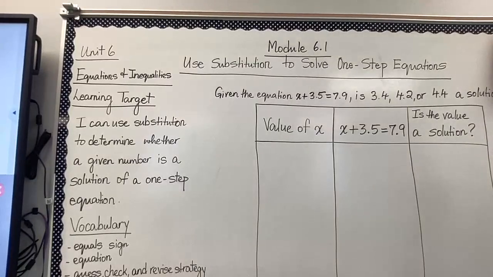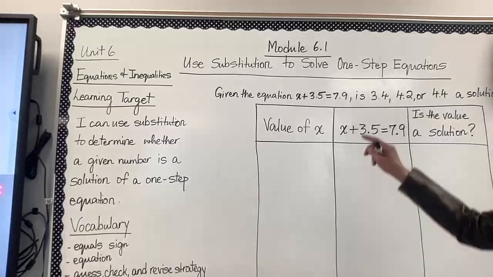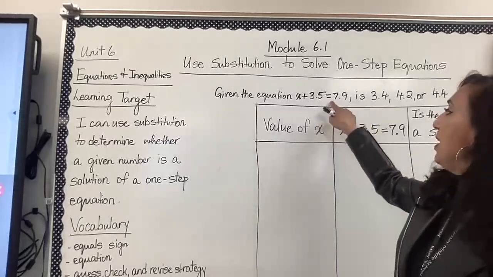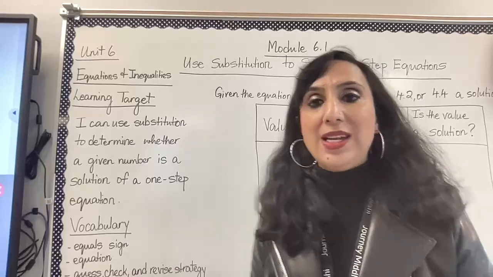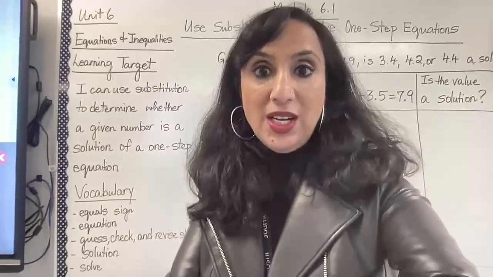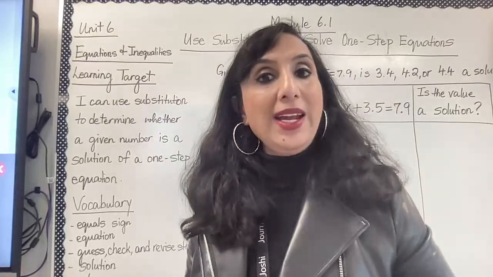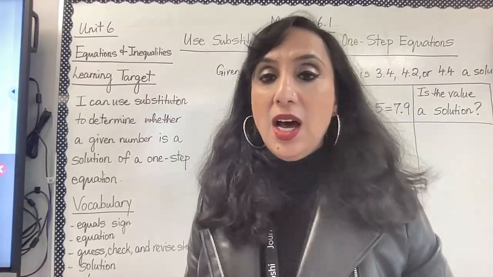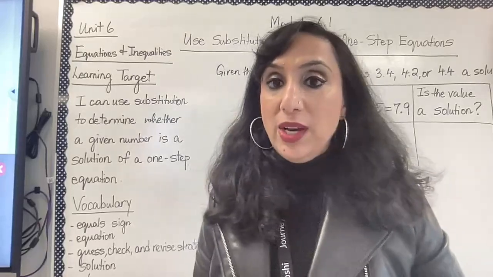An equation is a mathematical sentence showing that two expressions are equal. And therefore, as you can see over here, I have written x plus 3 and 5/10 is equal to 7 and 9/10. So that equal to sign is what makes it an equation. And we have discussed the difference between an expression and an equation. An expression is like a phrase, and an equation is a complete sentence, where an expression does not have an equal to sign, but an equation does.